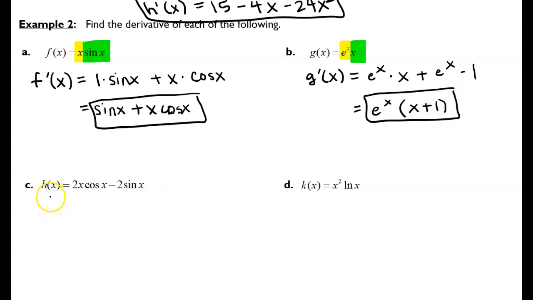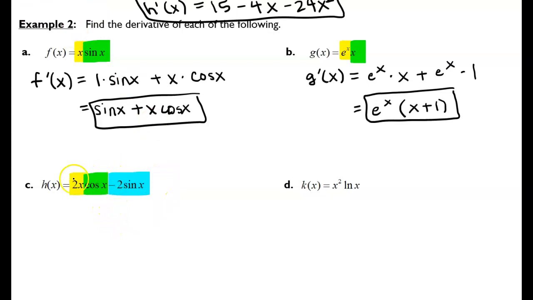Part C, we have h of x equals 2x cosine x minus 2 sine x. So you'll notice on this first term, I will have to use product rule. So I have 2x cosine x. And then this minus 2 sine x is just a totally different expression. I can just use my difference rule there.